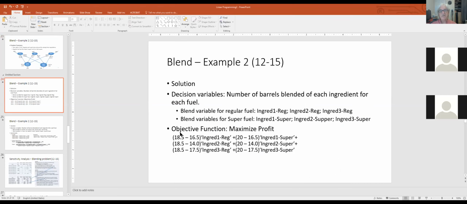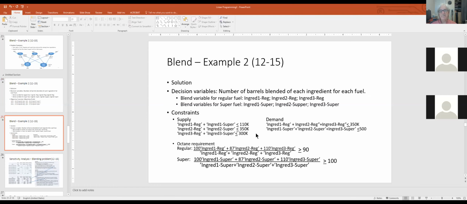So this is the objective function that we maximize, where the variables are the blending variables. How many barrels of ingredient 1 you mix with other ingredients in order to create regular gas, and how many to create super. So for each one of these combinations, you have a profit because you take the selling price minus the purchasing cost per unit, per barrel, but here it's the same selling price, but a different purchasing. So the profit is different. And this is to be maximized.